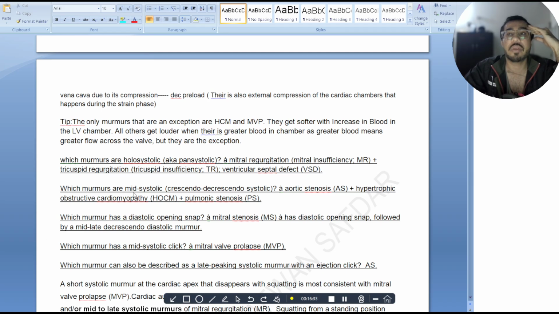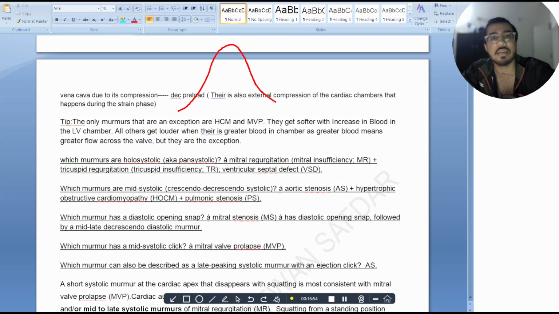Which murmurs are mid systolic? That is, they start at the mid of the systole. That is aortic stenosis. It's a crescendo decrescendo systolic murmur. What do you mean by crescendo decrescendo? Crescendo decrescendo means the sound of the murmur slowly goes up like this and then comes down like this.